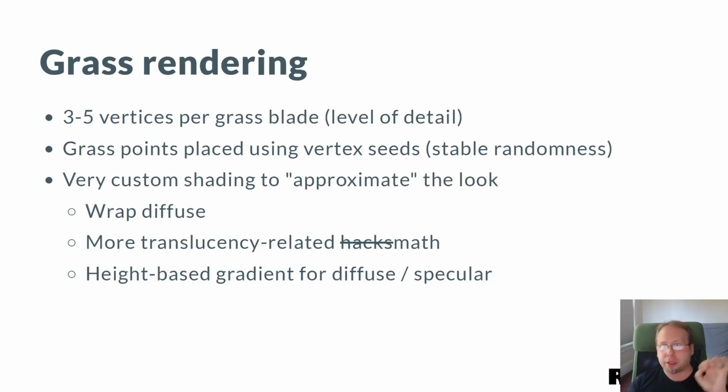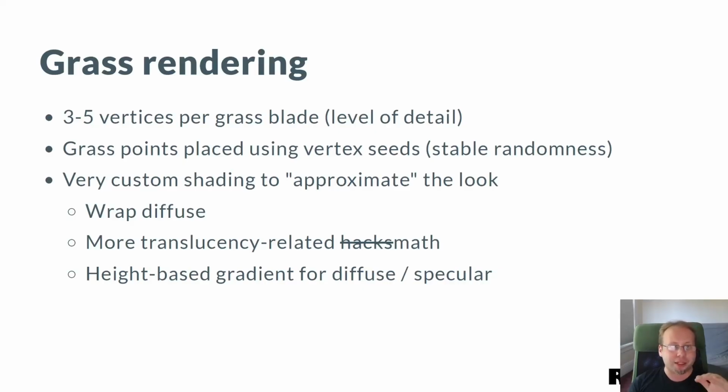We do end up rendering individual blades, but of course we compact all of these blades into larger vertex buffers and index buffers. And then each blade is just 3 to 5 vertices per grass blade. 3 is the simplest one, and 5 is the simplest grass blade that you can still bend, which is really nice up close.